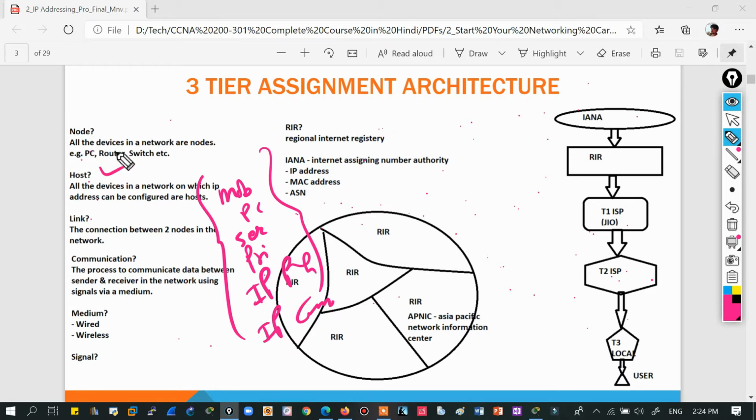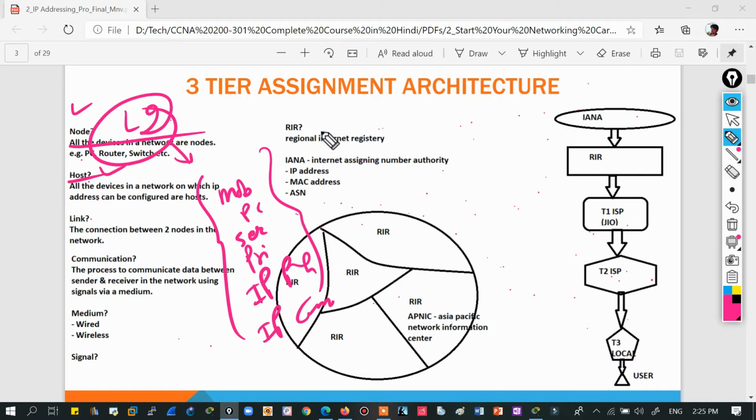Nodes are all of the devices in a network. There can be IP configured on that device, or like a layer 2 switch, there is no IP as such, so that is also a node, right? All of the devices are nodes, and among nodes, the devices which can be configured with IPs are called hosts.